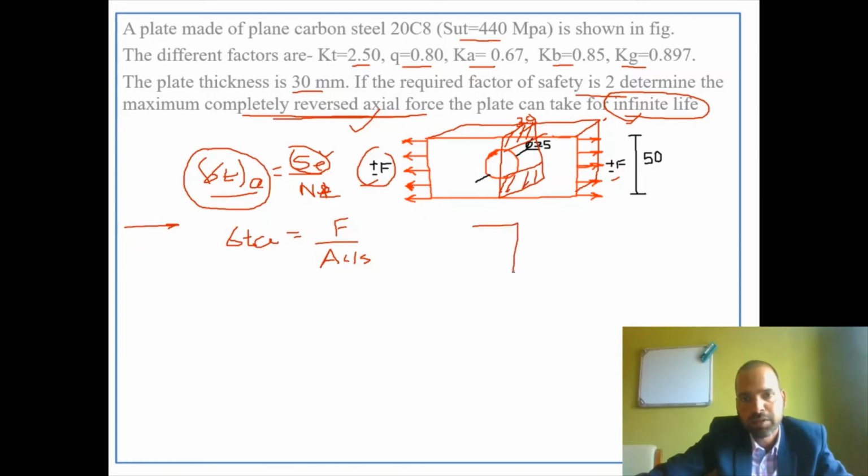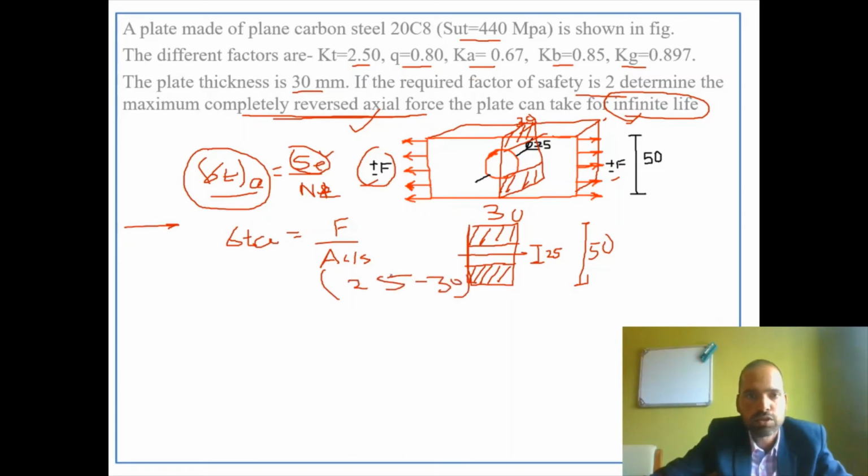So if I draw this diagram here, in this view, at the center there is a hole of diameter 25 mm. So this diameter is 25, understand? And only material removal or cutting of the material takes place at this portion. So we have to take the cross section like this. This is 30 mm and this complete diameter is 50 mm. So the cross section will be 50 minus 25, that is, 25 into 30, right? So this is the cross-sectional area.